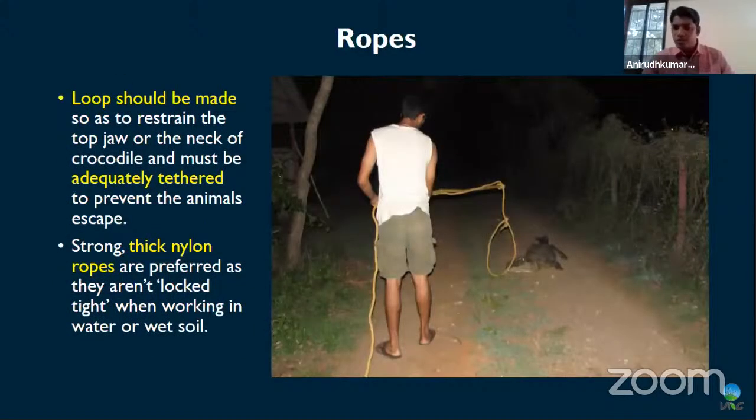Ropes are useful while capturing a crocodile. You can see it's like a loop that we use to capture a crocodile. The rope has to be really strong, otherwise the crocodile can break the rope and go away, and that is a serious condition. We prefer nylon ropes because even if they get wet in the water, they do not get locked up or tight. Otherwise you cannot work with those ropes.